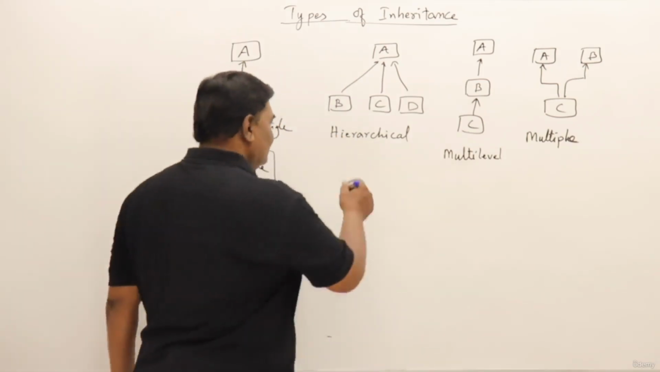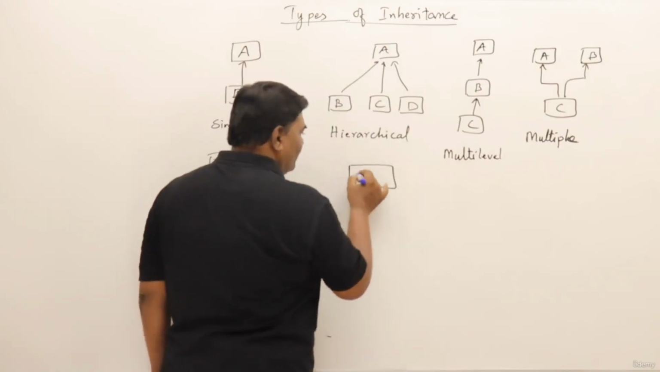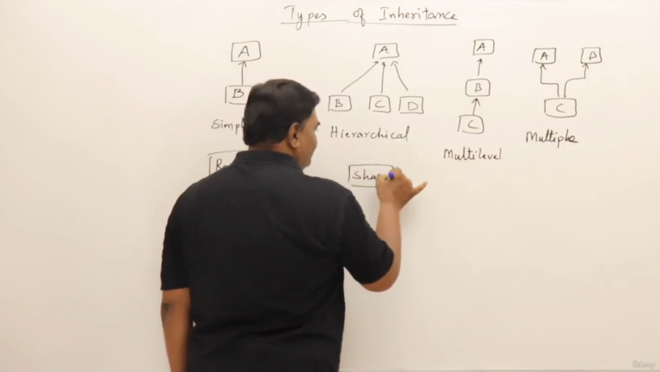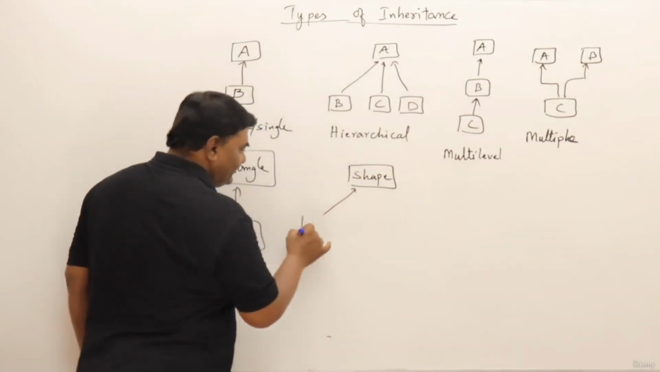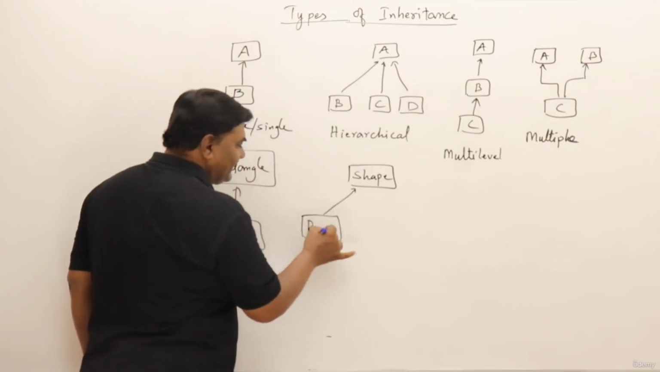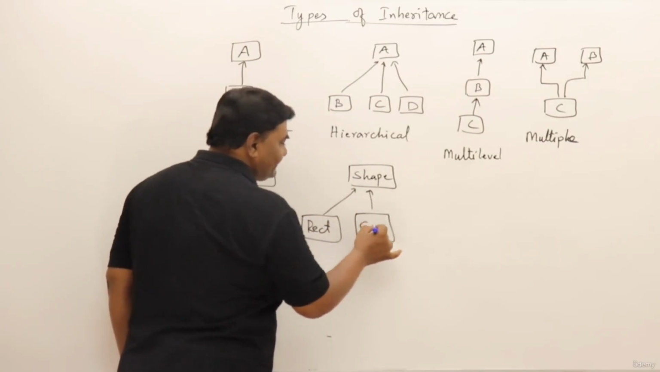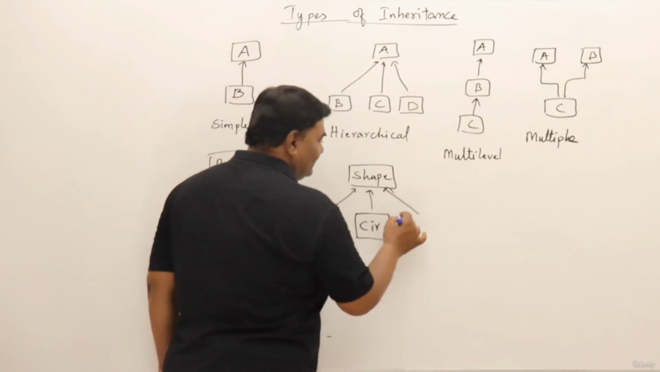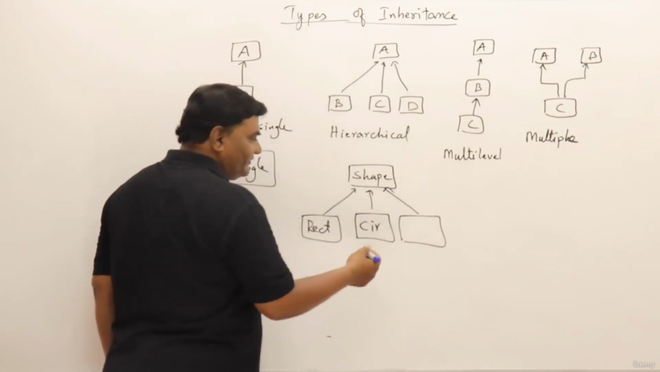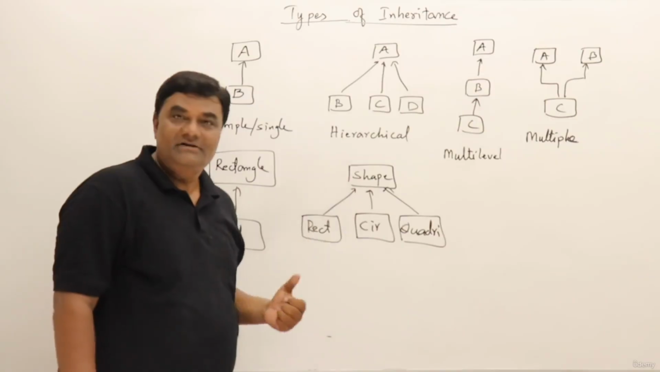Now hierarchical. Suppose I have a class called shape. What are the shapes? Rectangle is a shape. I'll write it in short, rect. Then a circle is a shape. And quadrilateral is also a shape. So this is one example.